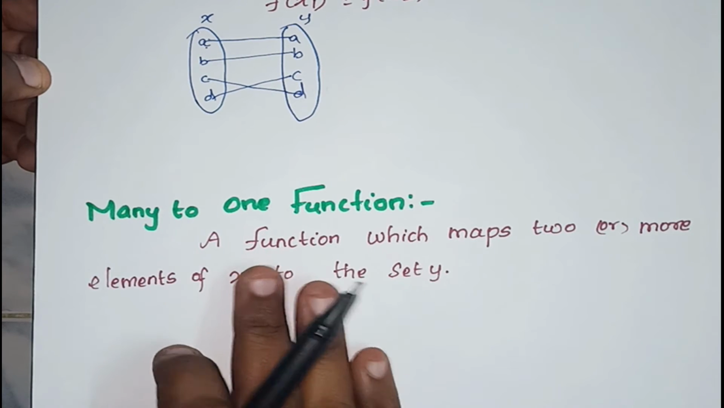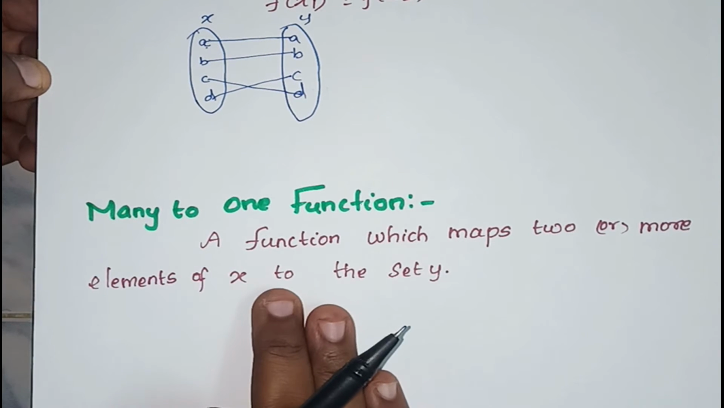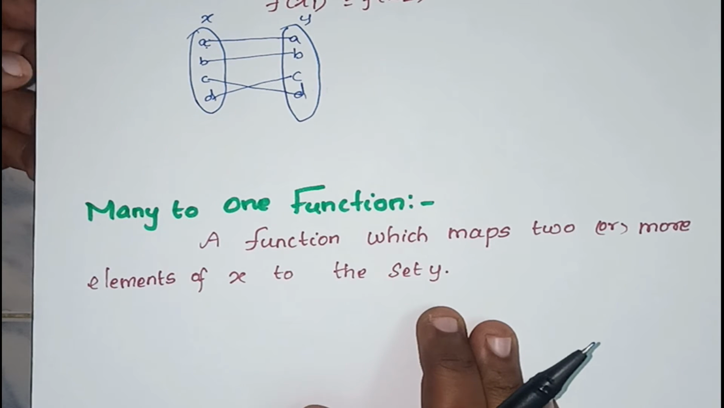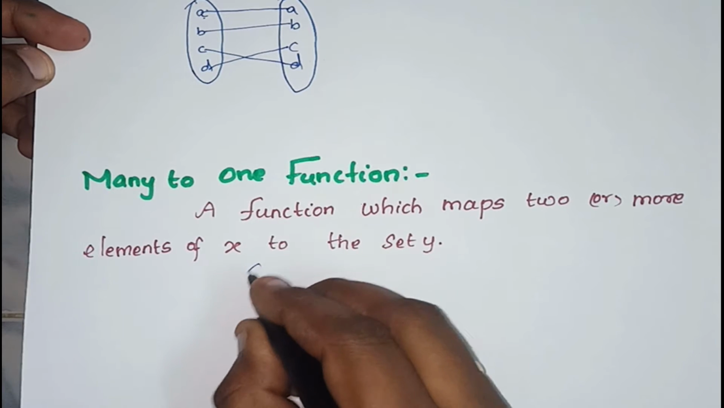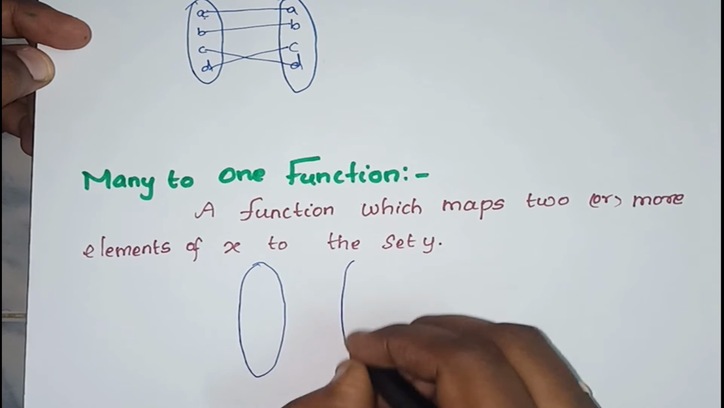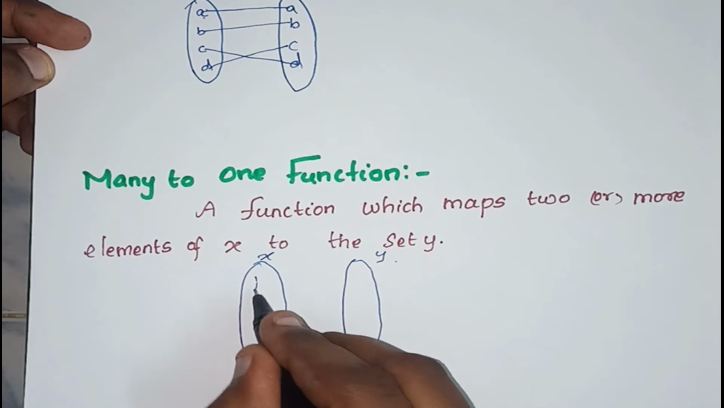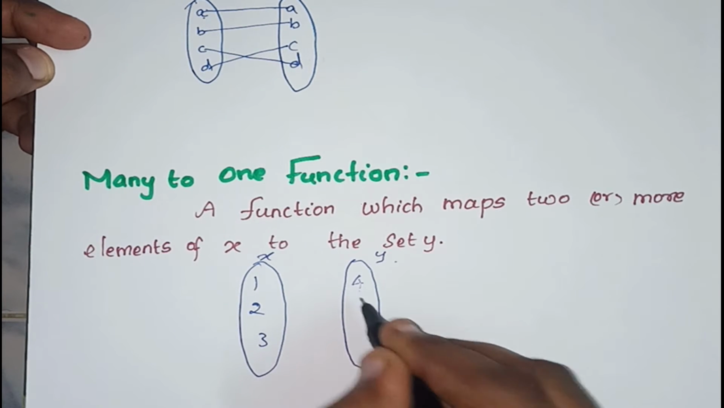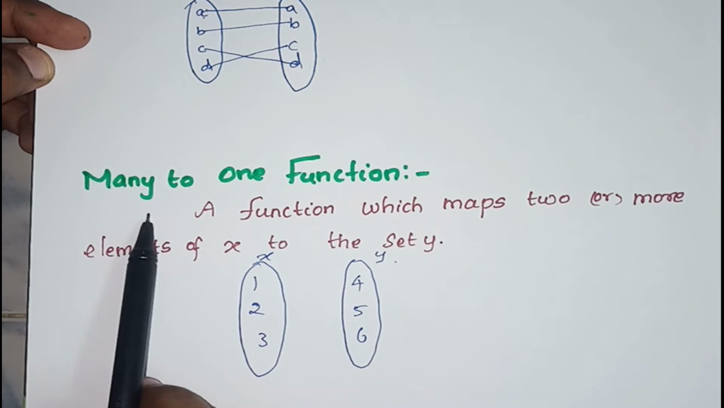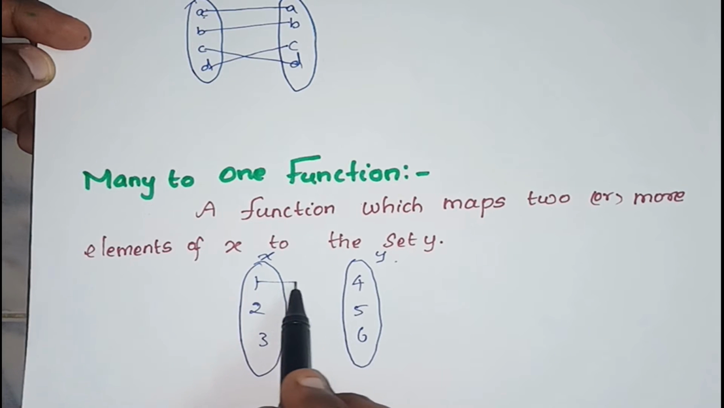So many-to-one means two or more elements of X are mapped with set Y. For example, this is X, this is Y. So 1, 2, 3, 4, 5, 6. So this is many-to-one.